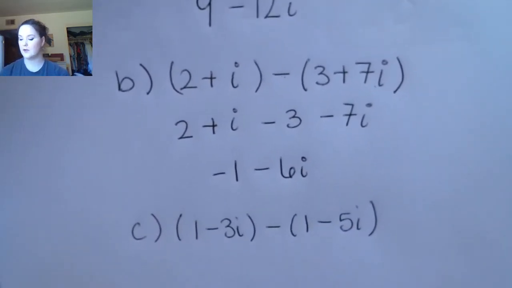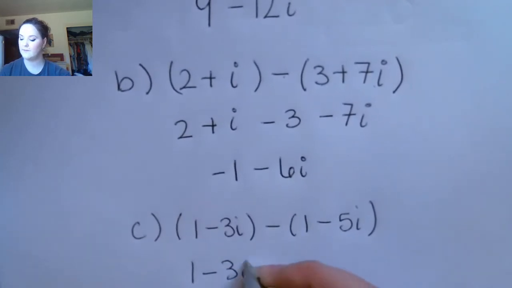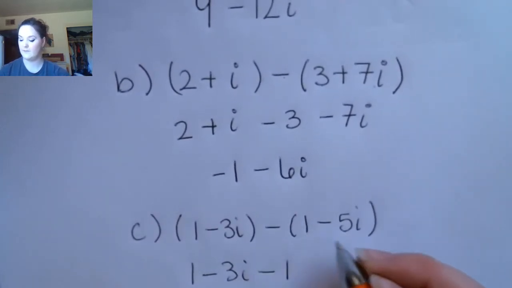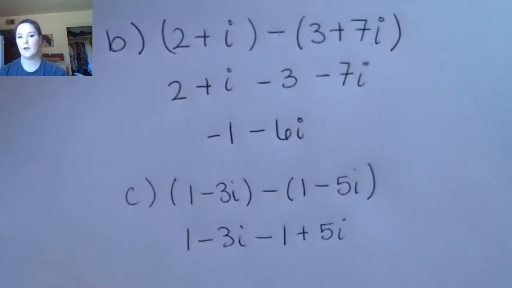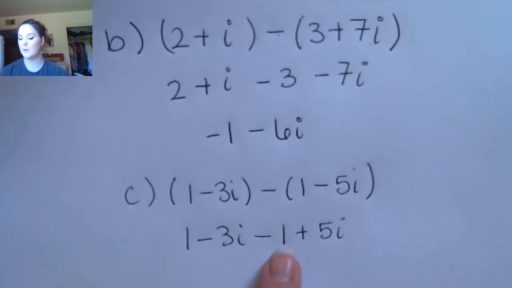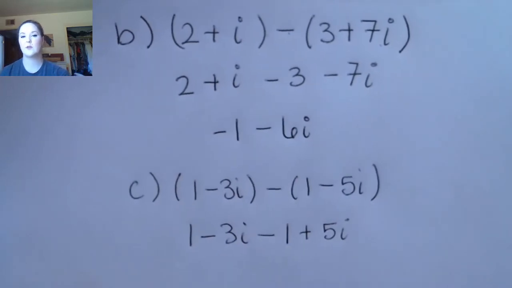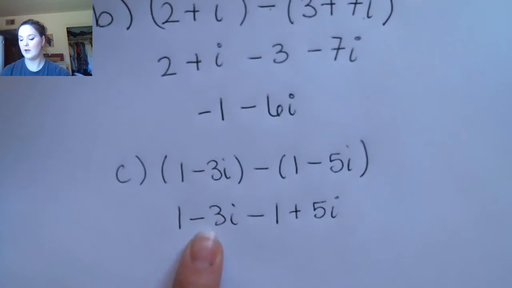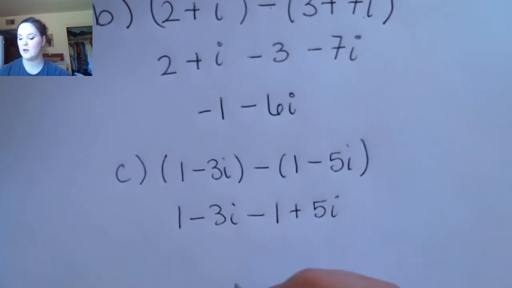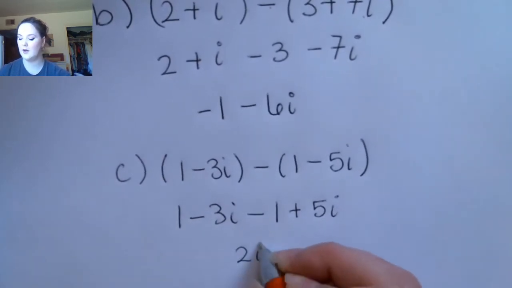Okay, so again, we're going to distribute our negative sign. And then we're going to combine like terms. So 1 minus 1, that's 0. So the real part of our answer is going to be 0. And then we have -3i plus 5i. So that's 2i.